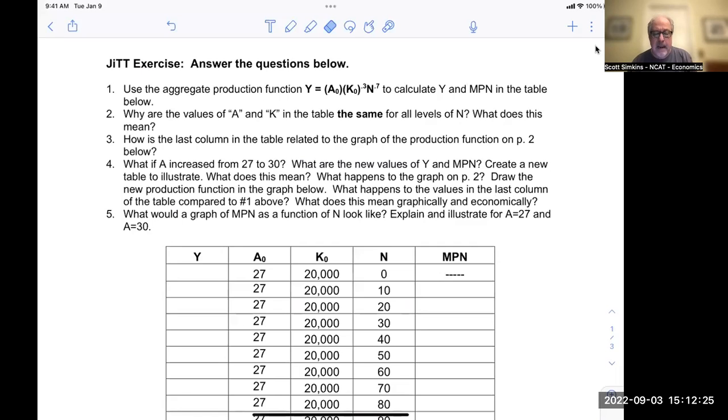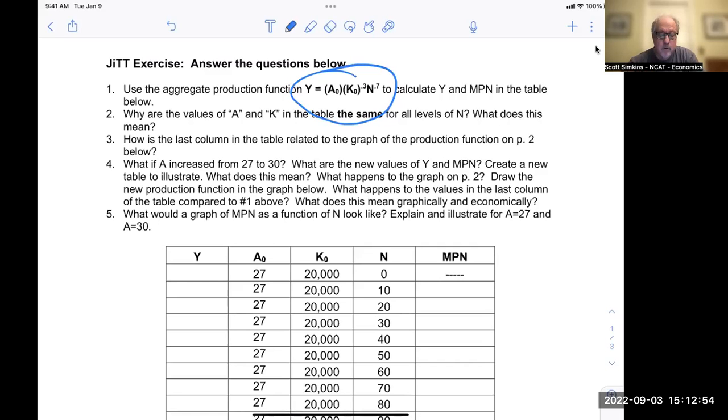Production function and the marginal product of labor. So this is the worksheet that we had to use. And you're asked, first of all, to use this particular production function right here. So this production function right here.